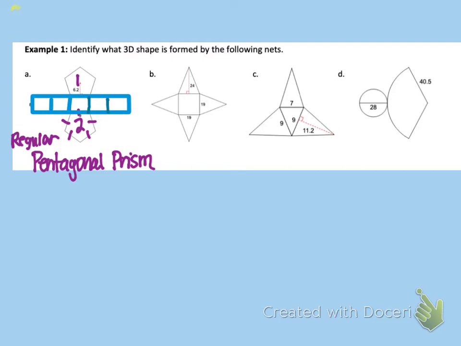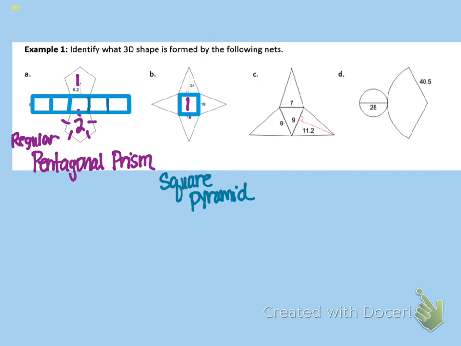The next one has just one base, right? Just one. And so we know it's some sort of pyramid, and what kind of pyramid we can tell by looking at the base and what shape it is. So it's a square. Well, it looks like a square, so we'll call it a square, not rectangular. If it looked like the sides were not all the same, we might call it rectangular, but it's a square pyramid.